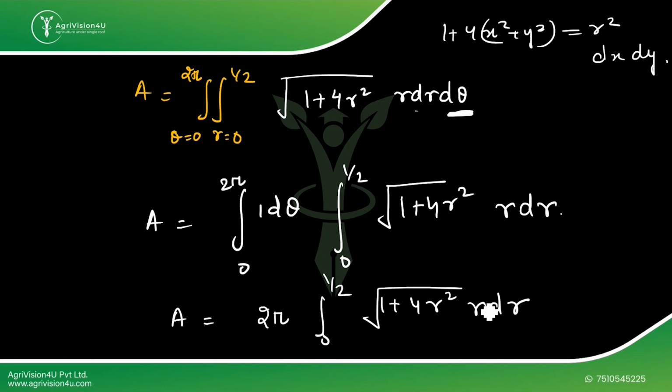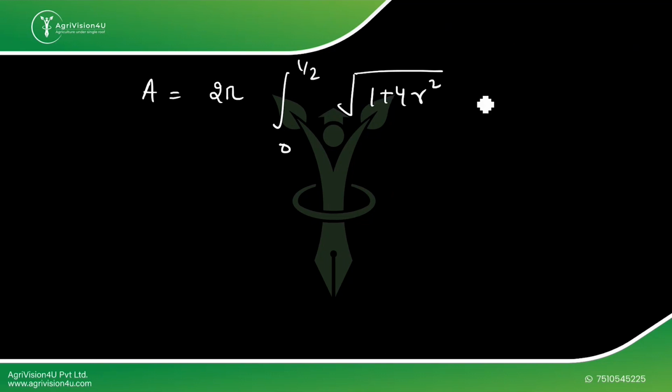Now what can you do? You can do some manipulations here. What manipulations can you do? First is 2 pi, and the integration is 0 to 1 by 2, under root 1 plus 4r square, this is r, this is dr. D theta is already solved. So you can multiply and divide by 8 here.